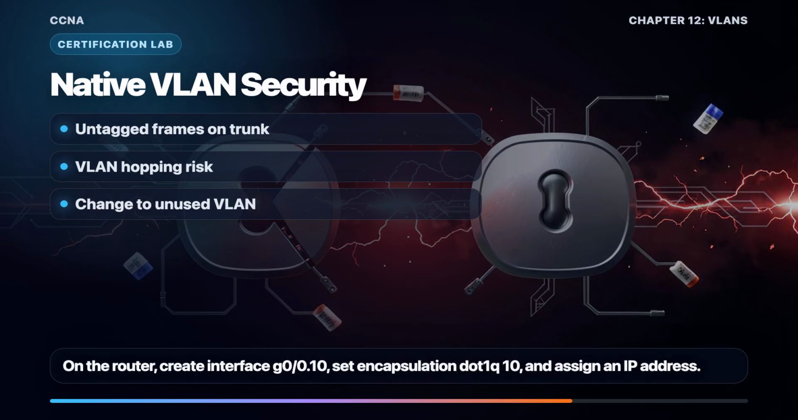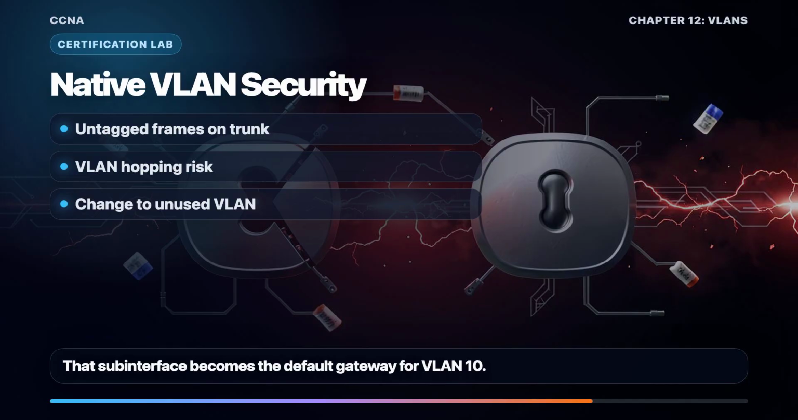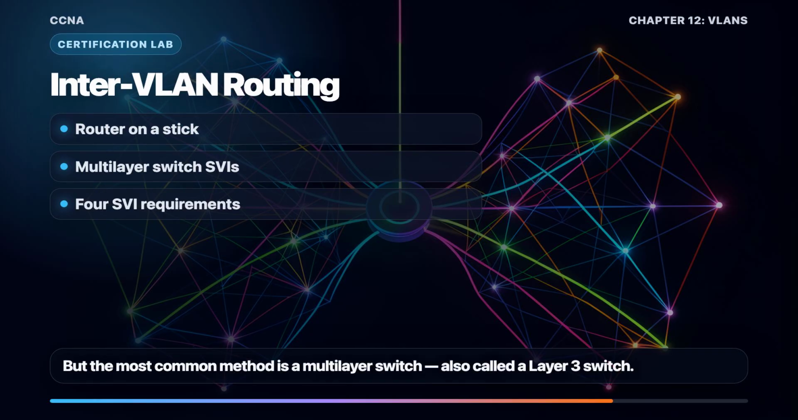On the router, create interface G0/0.10, set encapsulation dot1Q 10, and assign an IP address. That subinterface becomes the default gateway for VLAN 10. Repeat for VLANs 20 and 30. One physical cable, multiple VLANs. Router on a stick.